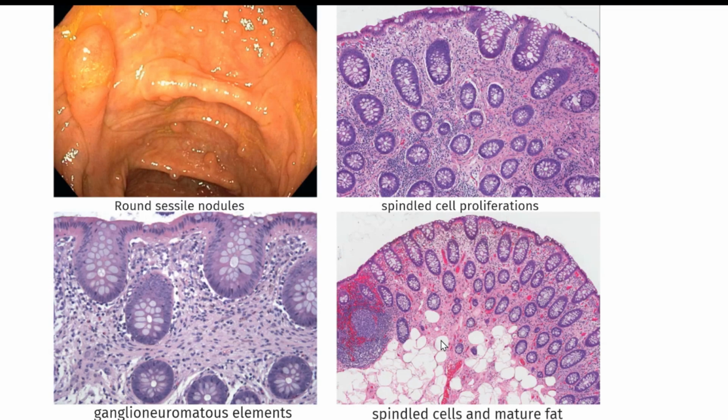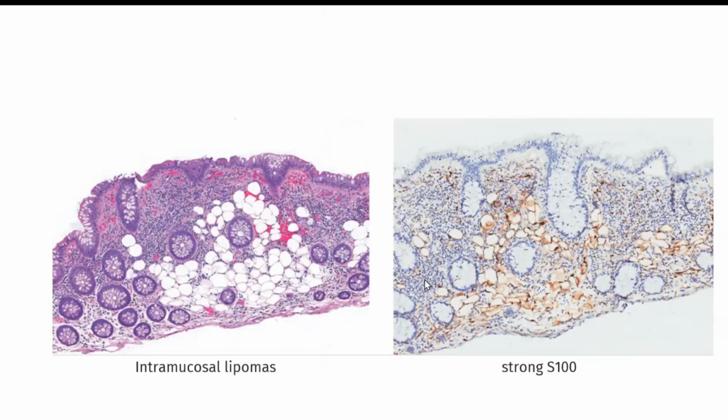And then, as a hamartoma I mentioned before, we can have other mesenchymal parts of the tissue. Like this one, we not only have spindle cells, we also have mature fat in the polyp. This is an intramucosal lipoma. So in Cowden syndrome, we can also see this lipoma in the lamina propria. And then, of course, a strong S100 positive for this adipocyte.